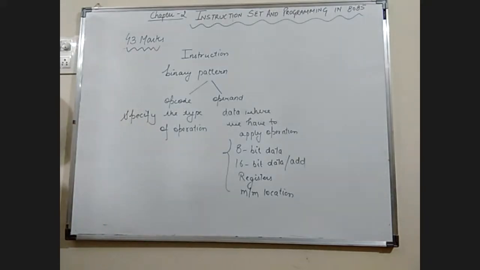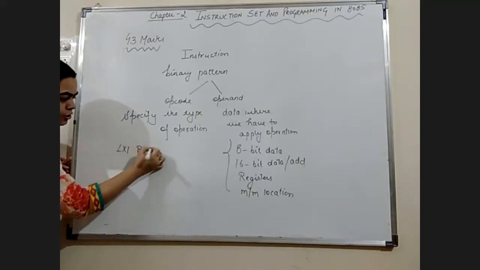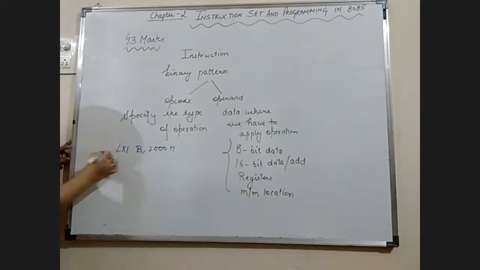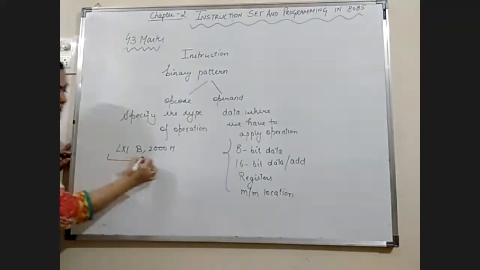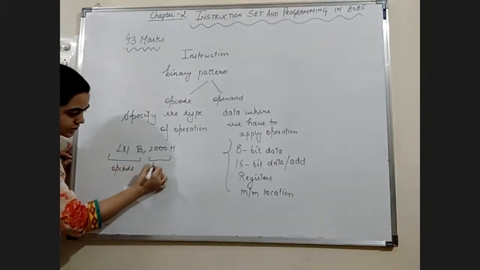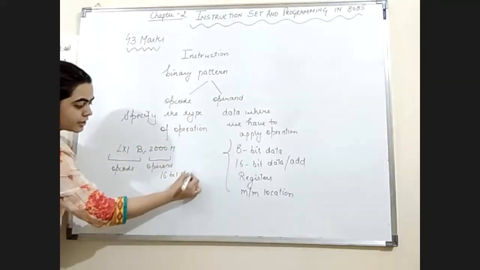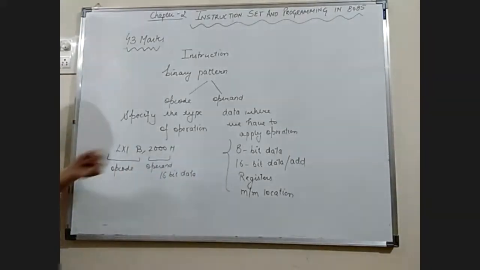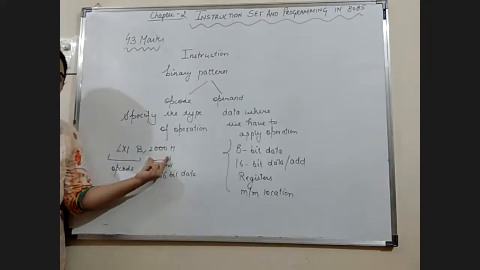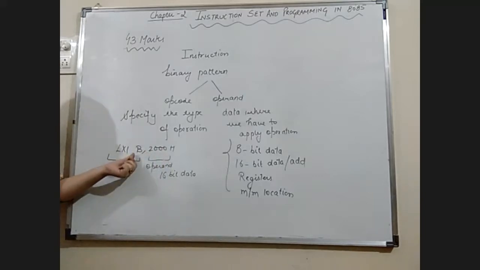For example, suppose we have an instruction LXI B, 2000H. In this instruction you can see this is the opcode while this is the operand, and this operand is 16-bit data. So this instruction means we load the BC pair with this 16-bit data.